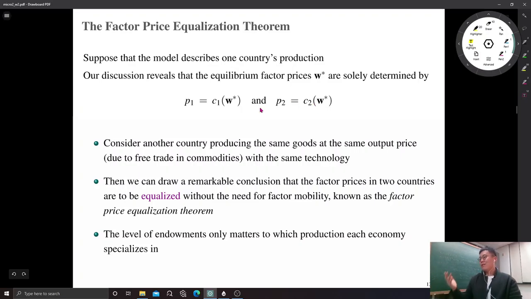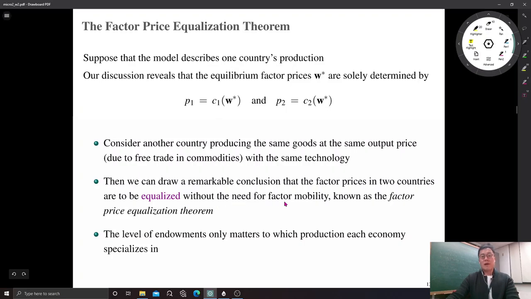And intuitively, the price of labor, that is the wage, and the price of capital depend on total endowment. If we have a huge amount of capital or a huge amount of labor, think about the population in South Korea comparing with Norway, it seems like the wage should be higher in Norway, right? Because the labor force is very scarce. That resource is very scarce in Norway compared to South Korea. But still, if two countries produce the same good at the same output price with the same technology, then factor prices must be equal to each other.